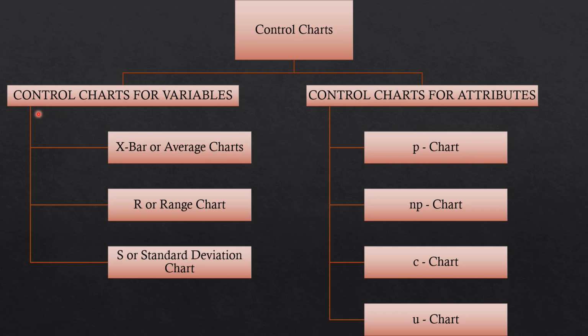So in the control chart for variables, a quality characteristic is measurable on a numerical scale. Examples of variables include length, thickness, diameter, temperature, viscosity, and waiting time for service, etc.